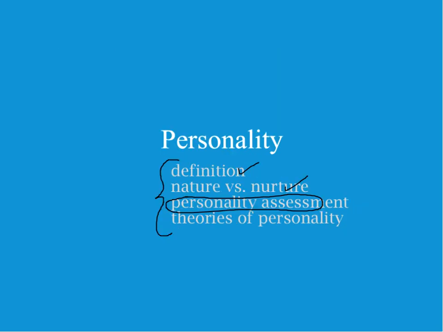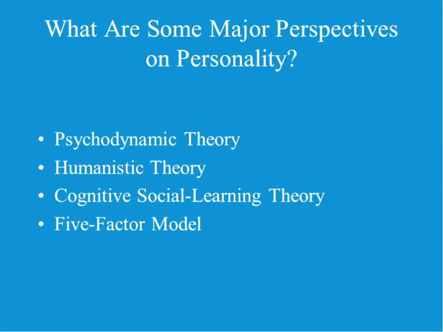So what did I say was up next on our list of things to do? We've taken care of personality assessment now, too. So let's check that off. We're going to use the remainder of our time, we've got about 50 minutes to do so, in a review of the major theories of personality, and we're going to take a look at 4 different major perspectives on personality, or really 4 different major theories.